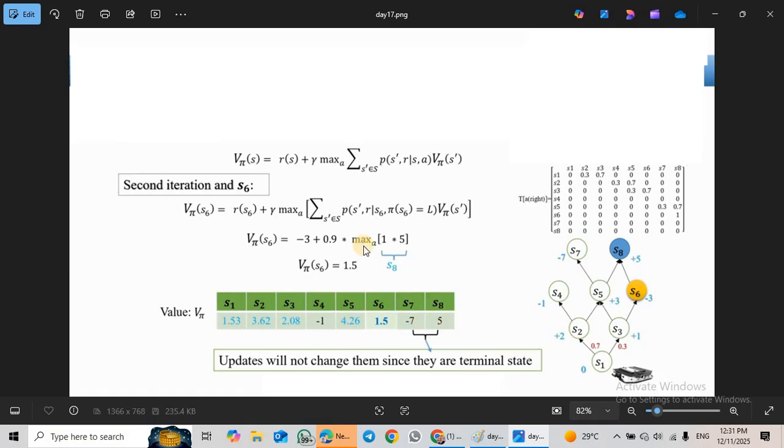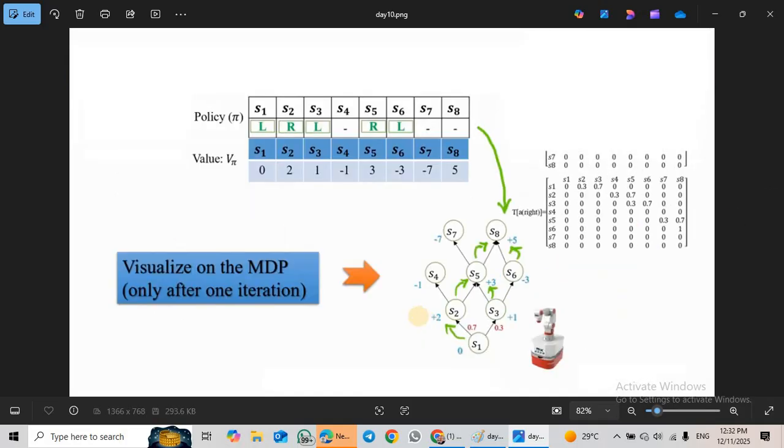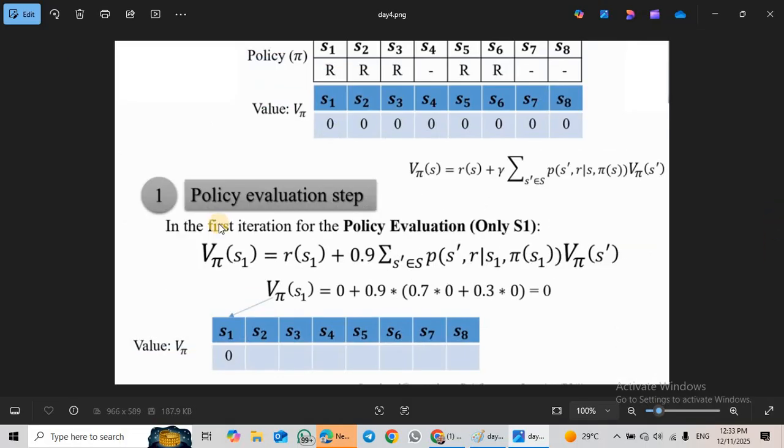Okay, here we chose the maximum. We note that S1 transitions to S2, S2 transitions to S5, S3 transitions to S5, S5 transitions to S8, and S6 transitions. This is the new policy of the robot. Thank you very much for all.